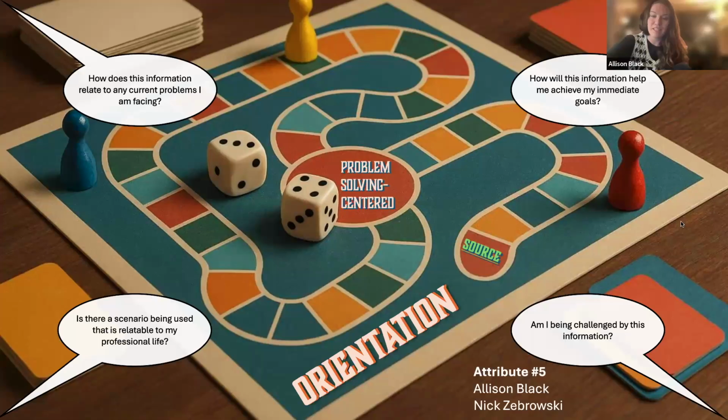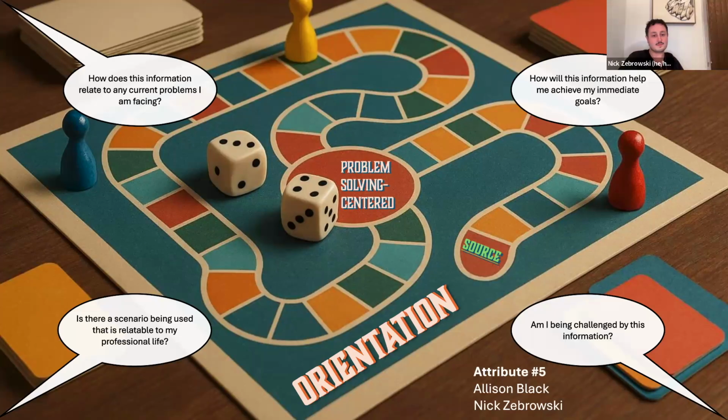So this attribute is orientation, and our board game map highlights that adults learn best when instruction is problem-centered, not content-centered. The questions on this slide, like how does this relate to a problem I'm facing? And is the scenario relatable to my professional life? Reflect the practical lens adults use.